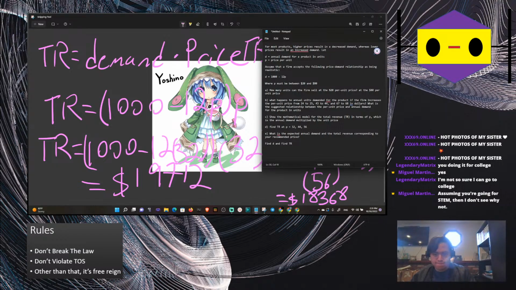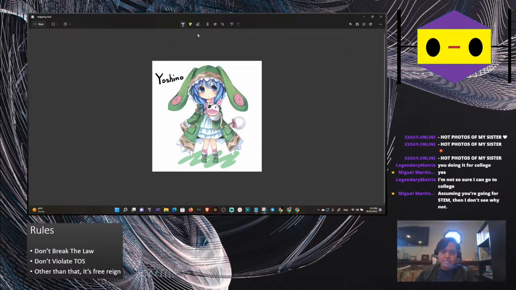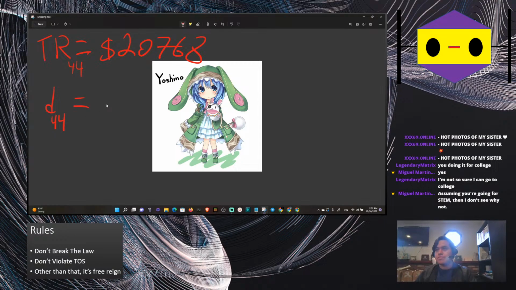So basically your highest one of total revenue price per unit, for the sake of making it clearer to the audience. There you go. It should be 44, right? Our TR at 44 is equal to 20,768, which is the biggest number we pulled out. And that D at 44 is equal to 472. That is units demanded. Make sense? Good.